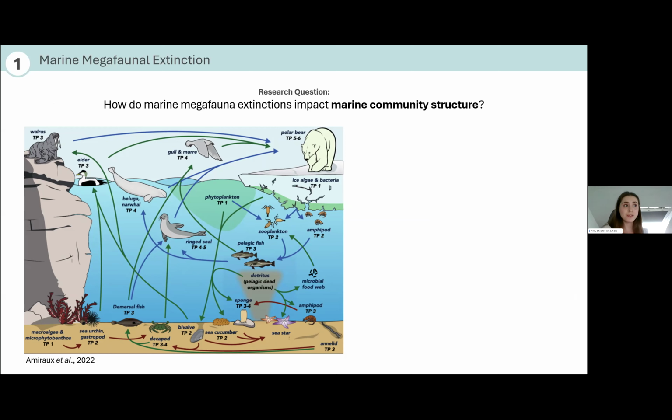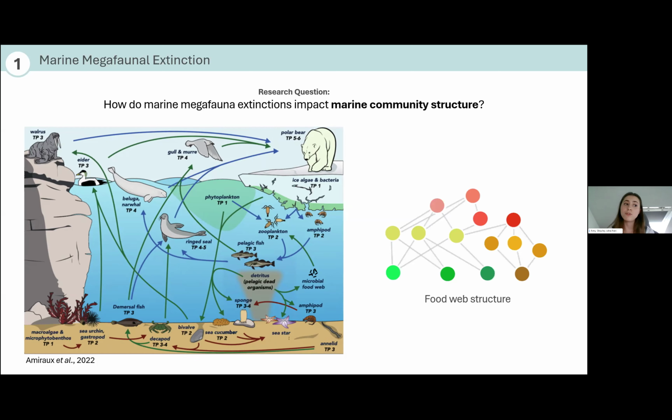So when we look at community structure in the form of food webs, food webs just show the feeding interactions between different taxa in the community. Megafauna normally sits within the middle or the higher trophic levels. So another way to phrase this question would be, what happens to food web structure if we lose a bunch of these nodes in the mid and high trophic levels?